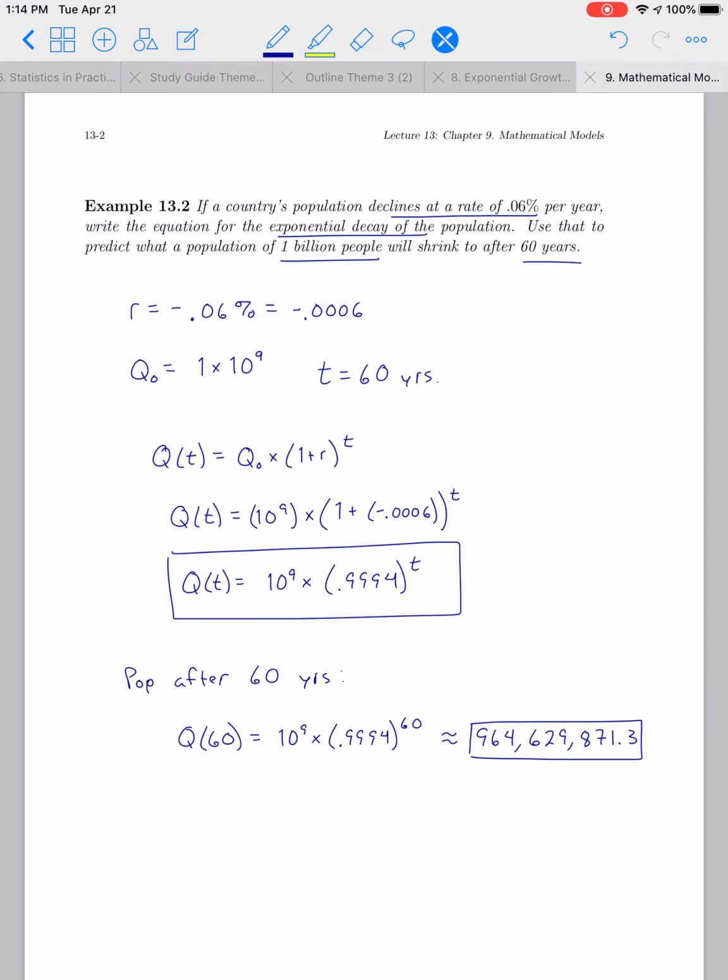So again, same scenarios happen. First we built a model, then we use that model to predict some value of the population or whatever it is we're modeling exponentially in decay or growth sometime in the future. So that's the basics of these exponential models, these general exponential models with rate R and initial population Q naught. In the next video we'll do a more involved linear versus exponential comparison.